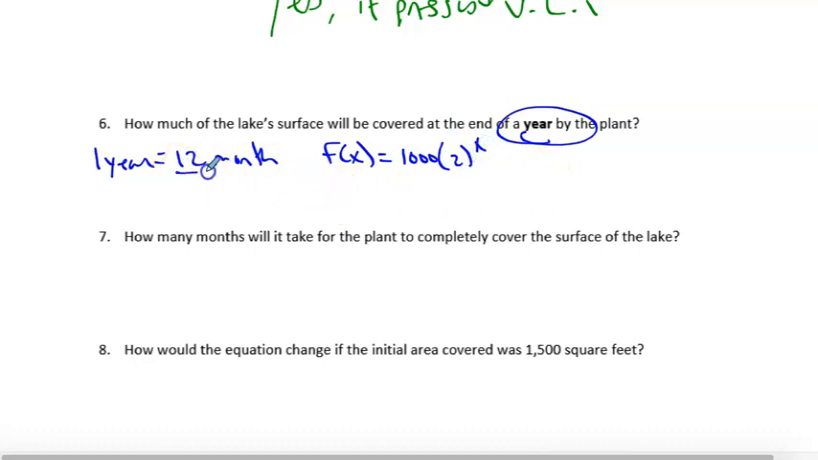All right, so month 12. So f of 12. What's going on when x is 12, when the month is 12? Whatever x is goes in there. So f of 12 equals 1,000 times 2 to the 12th power.